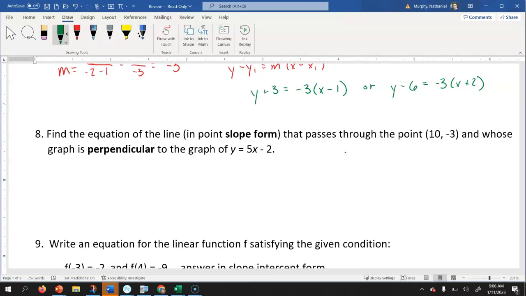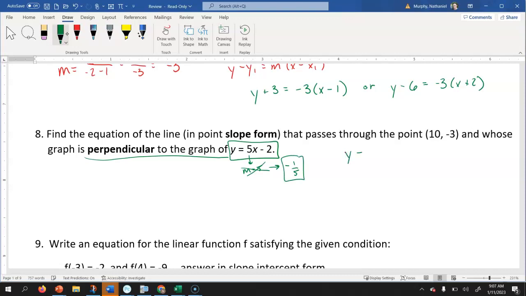All right, so here's why they give us this. We could find the slope of the line by using that equation. Now the slope for this one is 5. But that's not what we're looking for. We want to find the equation of the line whose graph is perpendicular to that. So what we're going to do is we're going to take the negative reciprocal of 5. The negative reciprocal of 5 is negative 1/5. So that's the slope I want to use, negative 1/5.